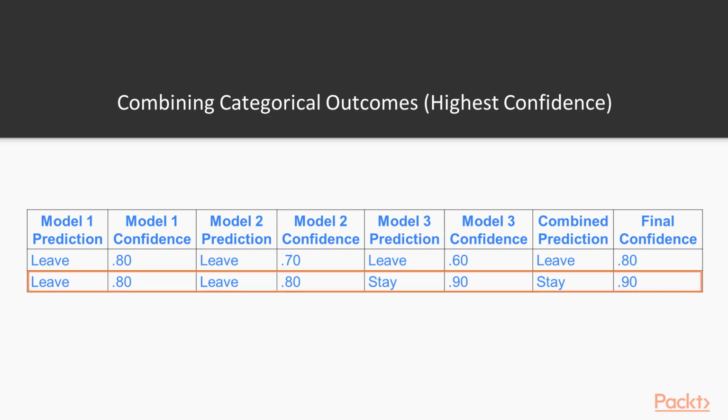For row number 2, notice that there are 2 models that are predicting that the person is going to leave. There's only 1 model that's predicting the person is going to stay, but that model is the one that has the highest confidence value. Therefore, we're predicting that the person is going to stay. And in that case, you can see the final confidence value is associated with model number 3, because that's the model we ended up using.